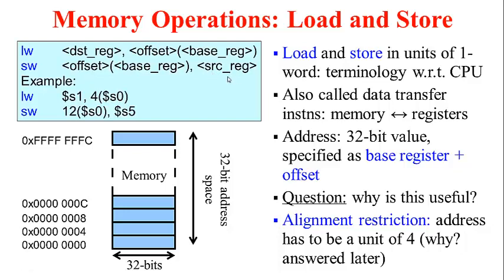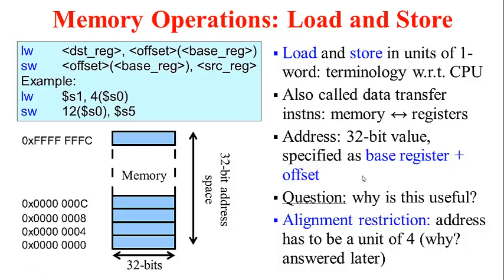One question for you in this context is, why is this base register plus offset specification useful? After all, the same functionality can also be achieved by using just one register, the base register. So why is this functionality useful? You have to think in terms of what higher level language functionality can be easily supported by this feature of having base register plus offset specification of the address in the load word and store word instructions.